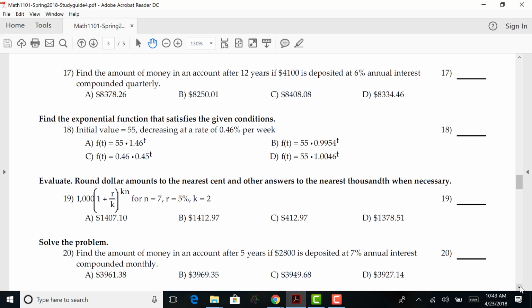Okay, number 19, it just wants you to plug the numbers in the calculator. What are you gonna put in for R? Yeah, the rate is 0.05, which is 5%. K is 2 times a year, and then N is 7. Plug all that in the calculator. What do you get?